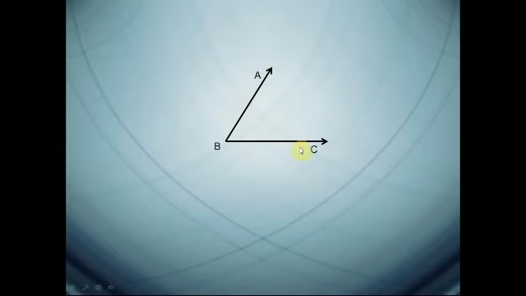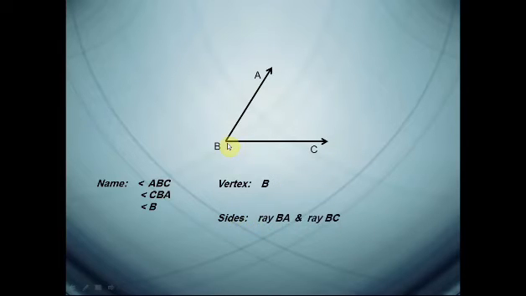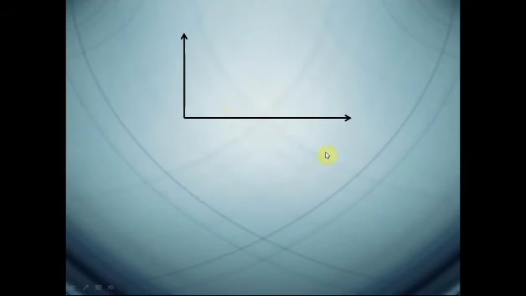For example, if I have this angle, how can we name the angle? We can name it angle ABC, or angle CBA, or we can name it by the name of its vertex only, angle B. The vertex here is point B. This is the starting point of the 2 rays, and its sides are ray BA and ray BC.